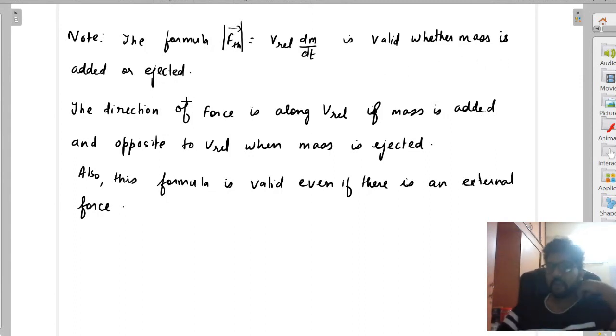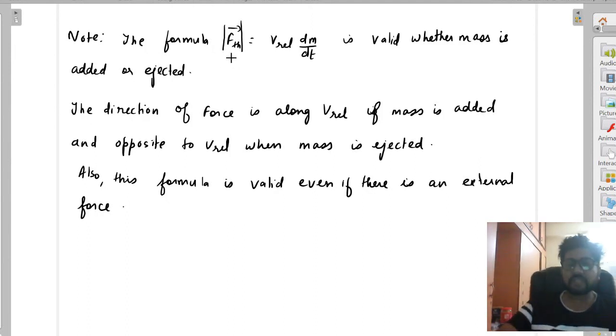Although we have derived it for ejected mass, this formula is valid for any situation, whether mass is added or ejected. Now the direction of force is along v relative. Again I am repeating the same thing that we have discussed on the first page. The direction of force is along v relative if mass is added, and opposite to v relative when mass is ejected. The direction of this thrust force on the system is very important.